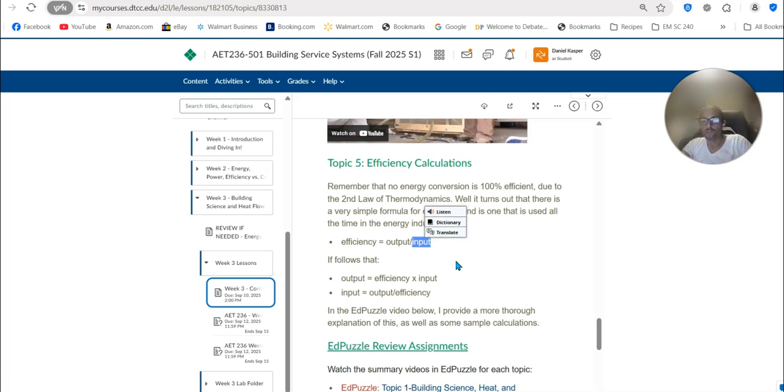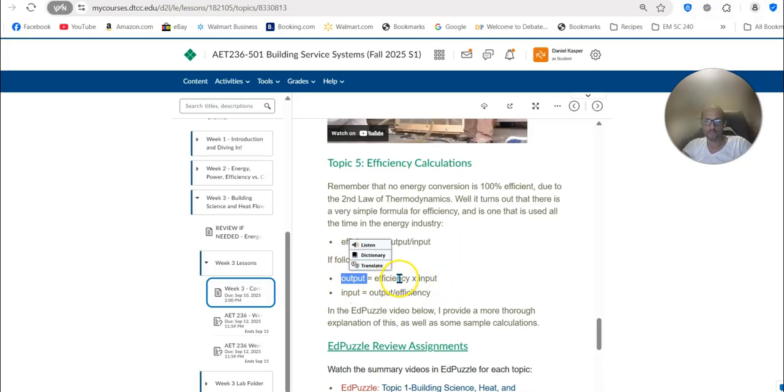It makes sense if you think about it. If half of the BTUs that you put in end up going out, then it's about 50% efficient, right? So it's pretty logical. And then you can just do some basic algebraic rearrangement, and output is efficiency times input. This is really helpful. If you know the efficiency of a furnace and you know the input, then you can just multiply those together and you can get your output.